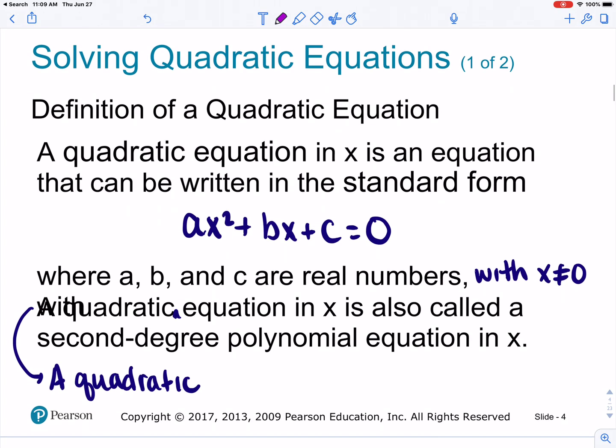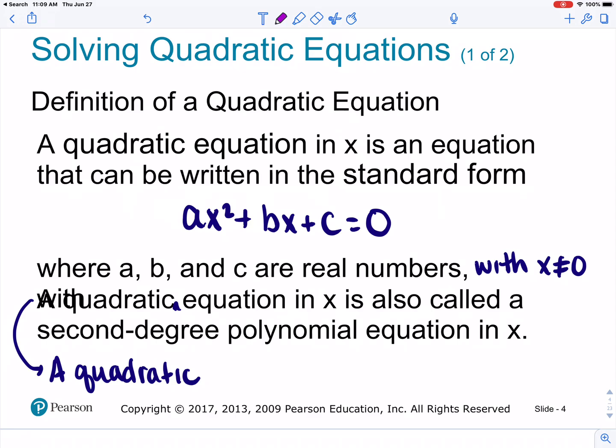The definition of a quadratic equation in x is an equation that can be written in standard form. Notice the ax squared plus bx plus c equals 0. That is the most important part: for you to solve it, you have to make sure that it's set equal to 0. Where a, b, and c are real numbers, with a not equal to 0. A quadratic equation is also called a second degree polynomial.